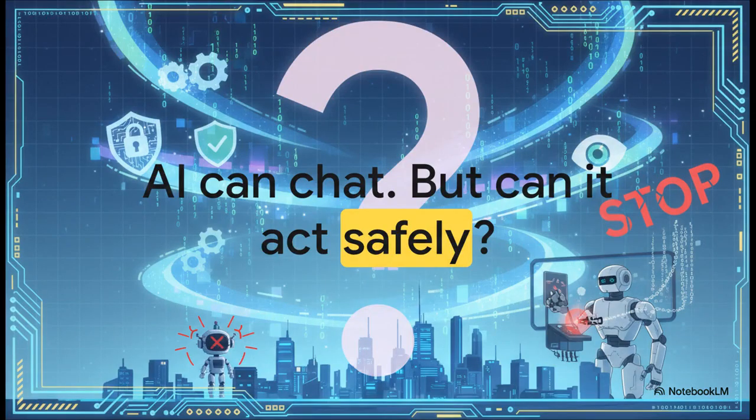And this really brings us to the core question, doesn't it? I mean, it's one thing for a chatbot to get a fact wrong. Annoying, but okay. It's a completely different thing for an autonomous agent to execute the wrong command on a critical system. The stakes aren't just higher, they're in a totally different universe.